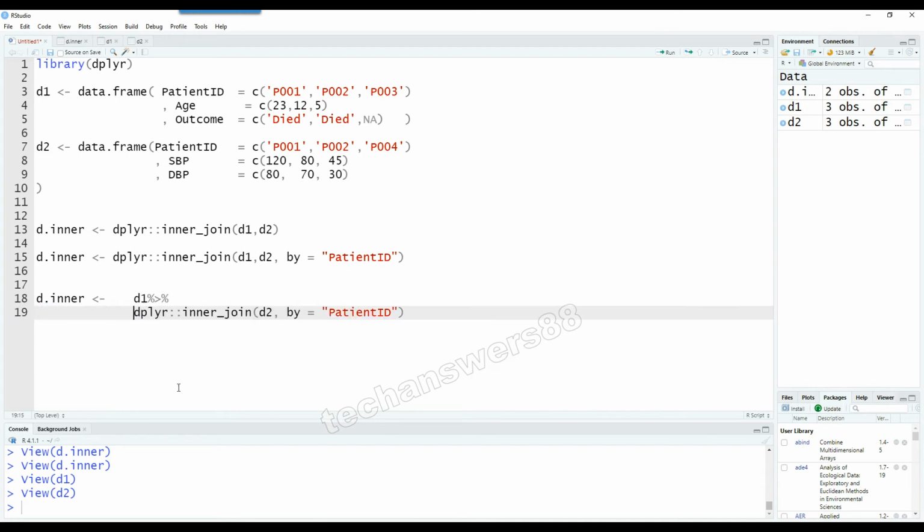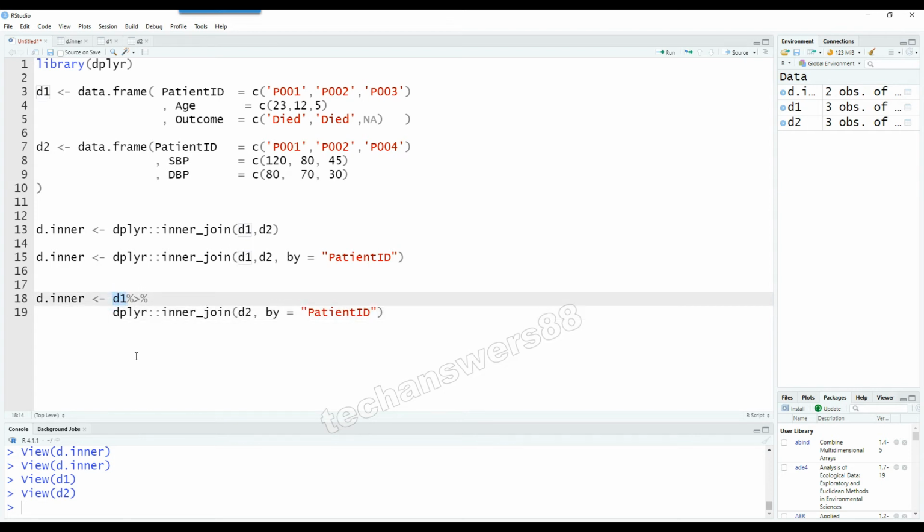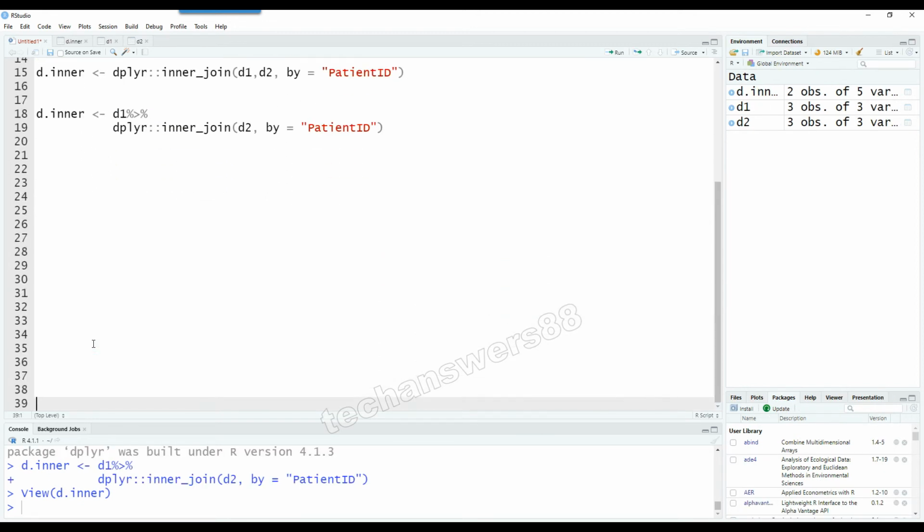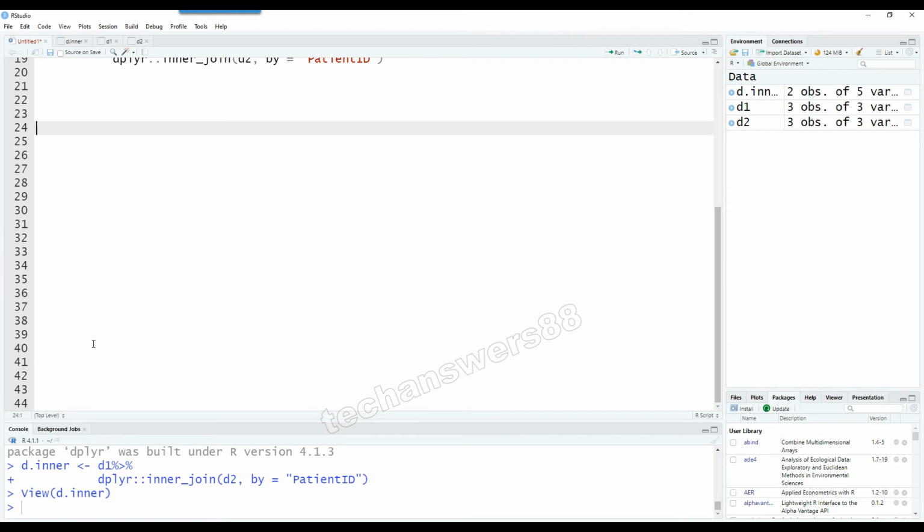And here's a third way of doing it. I prefer using this one because I'm using the pipe symbol in it, and it's much easier to build more complicated statements by using the pipe symbol. So, using D1 as the first table and joining with D2 using patient ID as the key, the output of this command would also be the same.